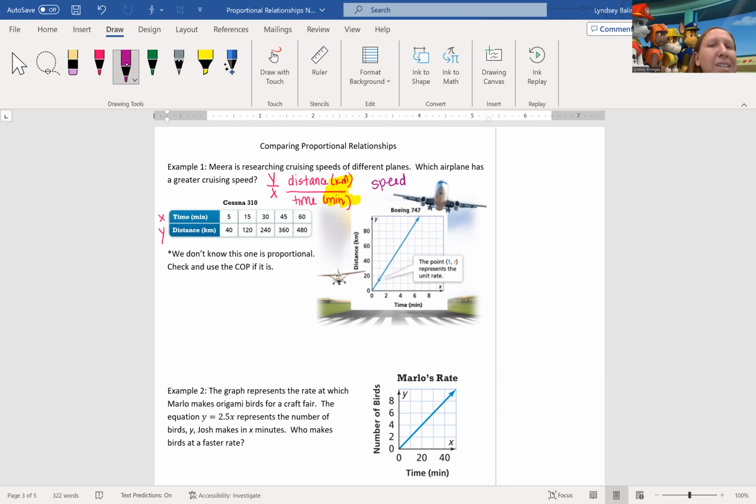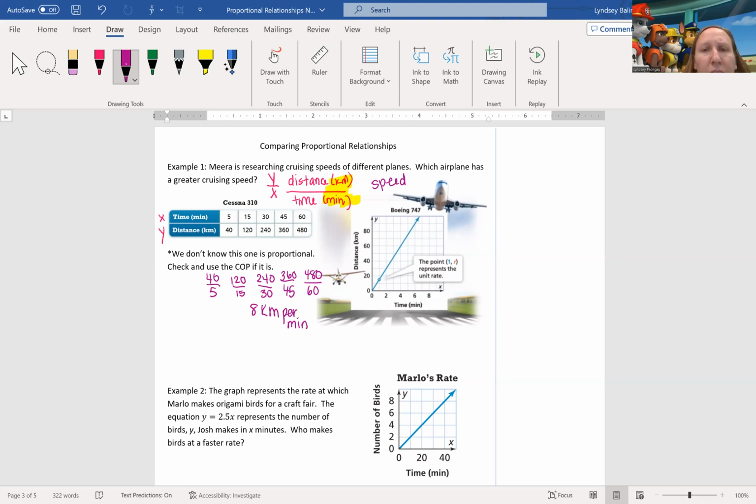So in this particular case, it didn't say it's proportional, so we should probably just verify quickly that it's proportional. If we do all of our y's over x's, it'd be 40 over 5, 120 over 15, 240 over 30, 360 over 45, and 480 over 60. And you would divide them all with your calculator. You would find that all of those equal 8. So what that's saying is this Cessna 310 that's represented by the table, its speed is 8 kilometers per minute.